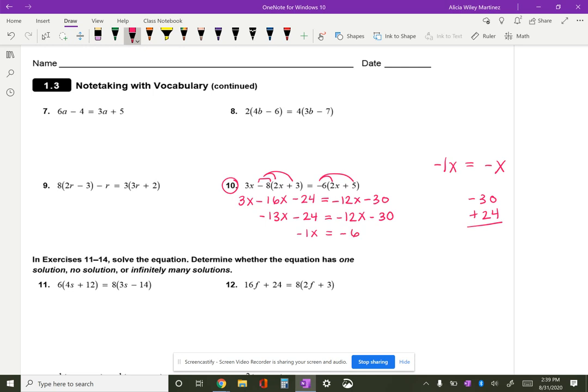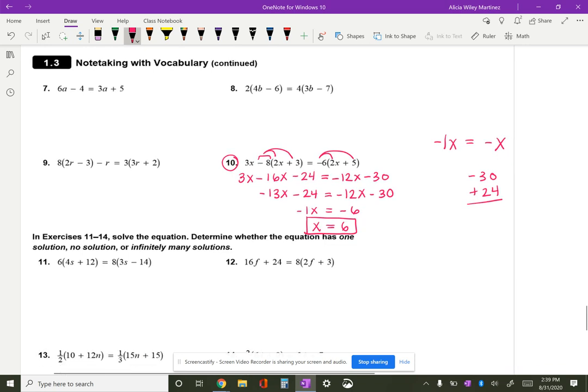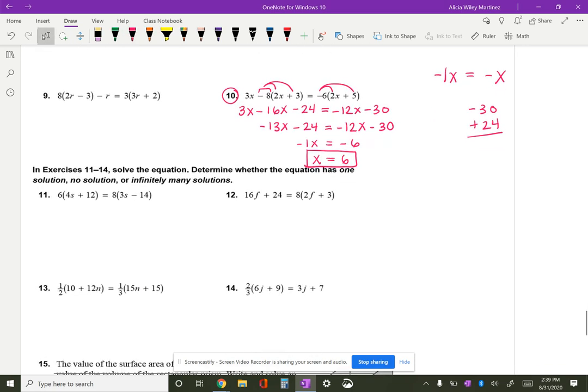Now, I do not want the answer to -1x. I want the answer to x. So if you are left with a -1x or it's written like -x, you are not done with the problem. You need to do some division. So I'm going to divide both sides by -1, and I get x equals +6. A negative divided by a negative is always a positive value.